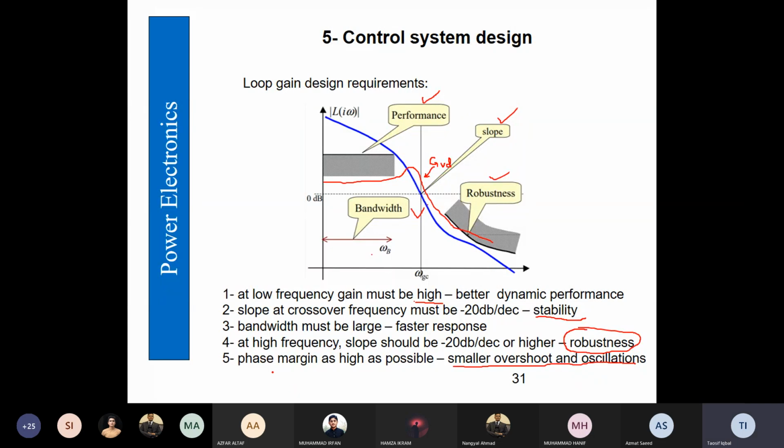And then finally, the phase margin should be high enough, close to 90 degrees or higher than 60 degrees, which would indicate smaller overshoots and oscillations. So these are the requirements. If our controller can meet these requirements, then we can design a robust controller.